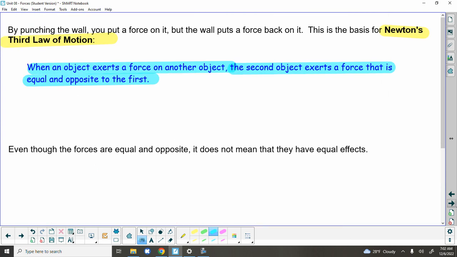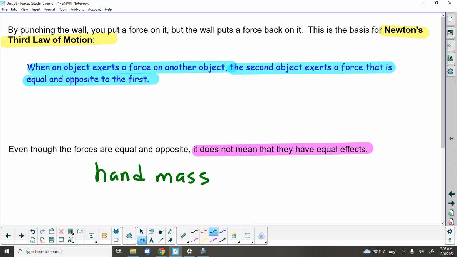Okay. Now, even though these two objects are exchanging forces that are equal and opposite, it does not mean that they have equal effects on the two objects. If we just look at the example of the hand on the previous page, if we compare its mass to that of the brick wall, I think it's pretty easy to say that the mass of the brick wall is going to be greater than the mass of the hand.